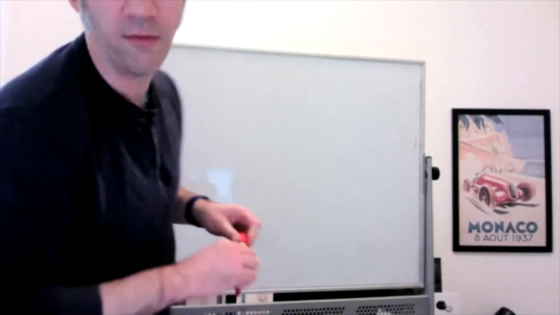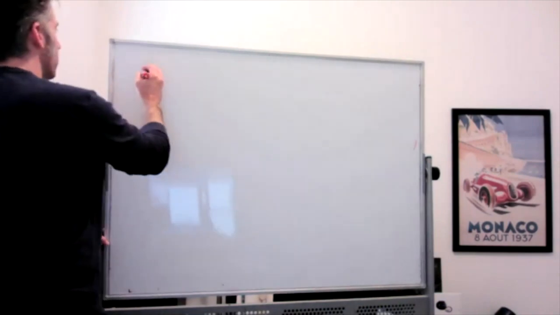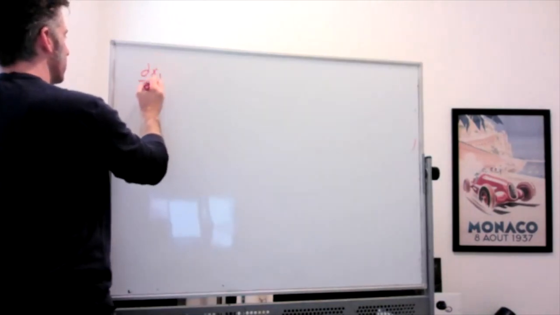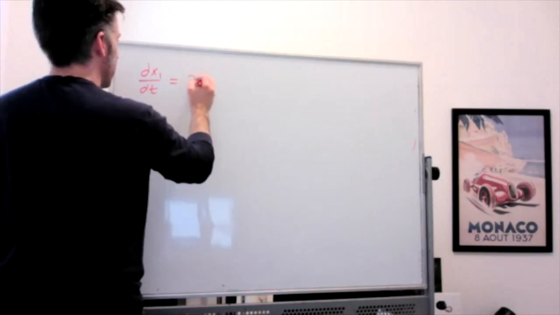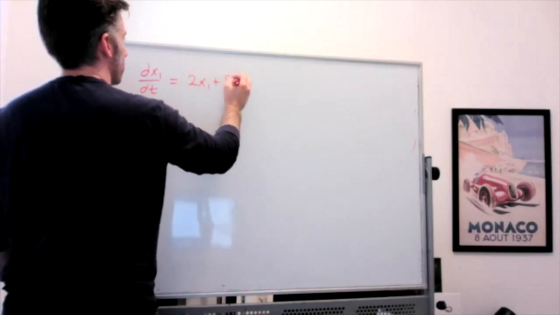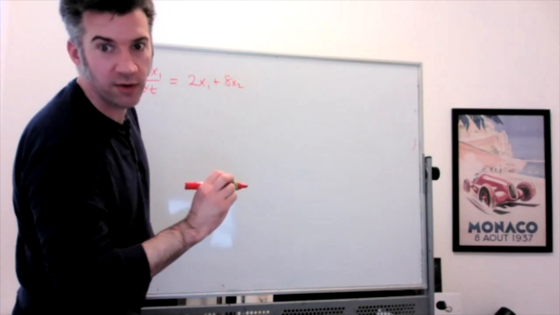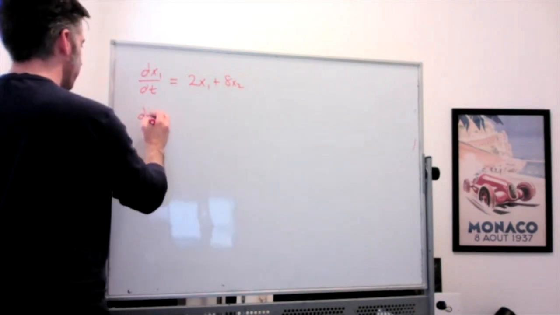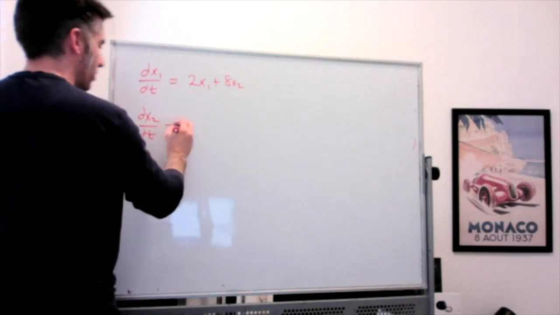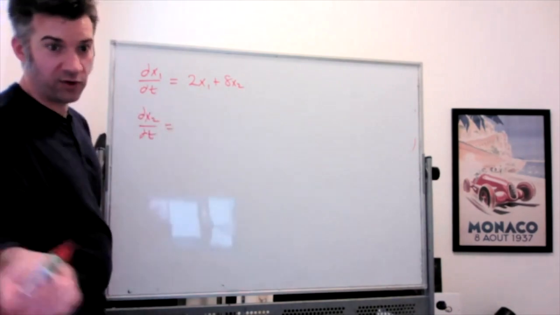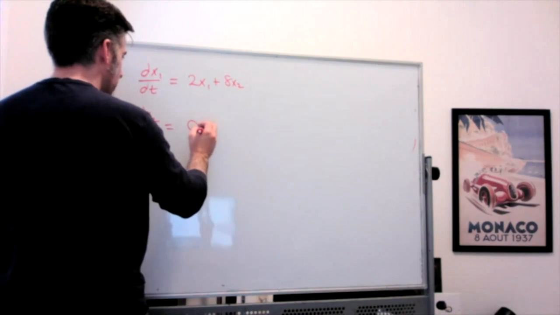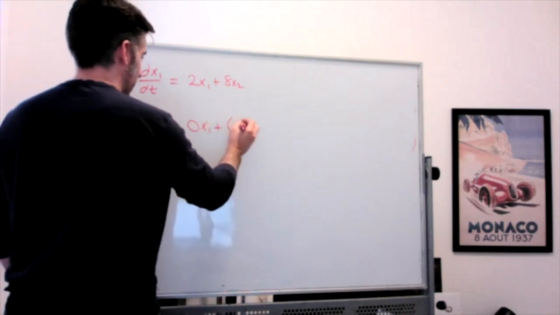So let's look at this system of linear differential equations. I have the following: dx1/dt equal to 2x1 plus 8x2, and I have dx2/dt equal to 6x2, which you might write for your convenience as 0x1 plus 6x2.